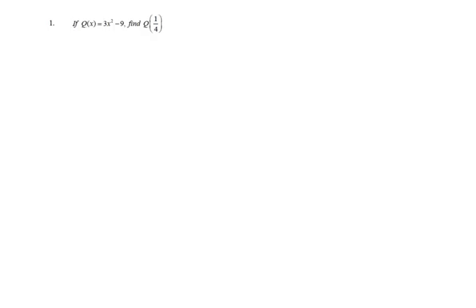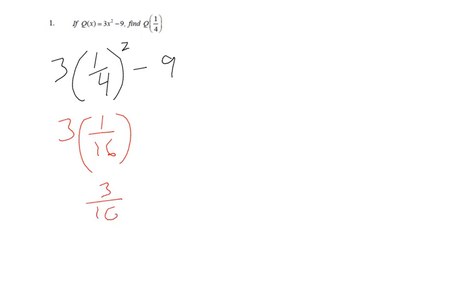So, in our first equation, what we'd like to do is replace x with 1 over 4. So, to do that, we'd have 3 times 1 over 4 squared minus 9. Well, 1 over 4 to the second power is actually 1 over 16. But then 1 over 16 can multiply to 3 to become 3 over 16. But don't forget, minus 9 is still waiting. Or should I say 9 over 1.